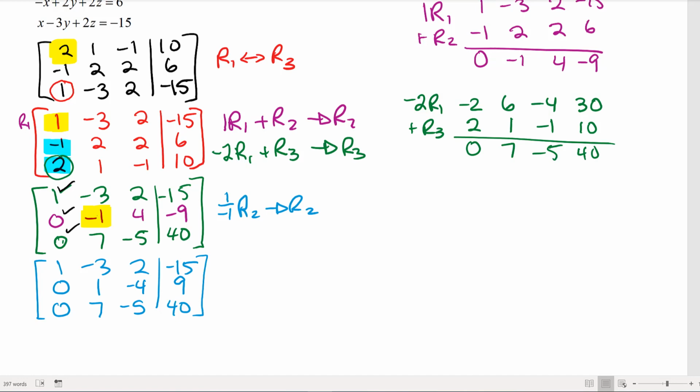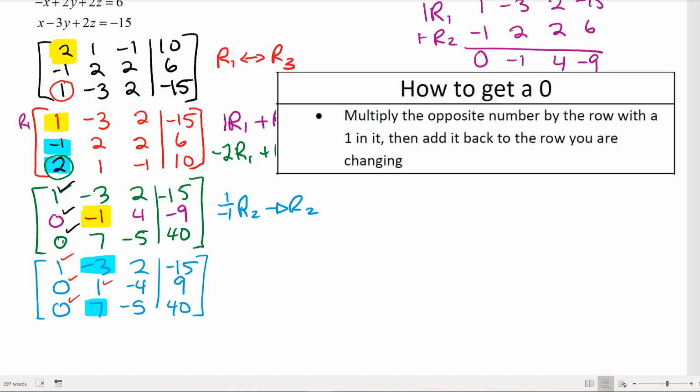Okay, so in my progress check, I have a 1 and zeros below it in my first column. I have a 1 in the second row, second column, but now I need zeros above and below it. Now to get zeros above and below, I would like to take the opposite number of negative 3, which is positive 3, multiply it by the row with the 1 in it. In this case, the row with the 1 in it for column 2 is row 2. And add it back to row 1, and that's what I'm changing row 1 into. So that's replace row 1.